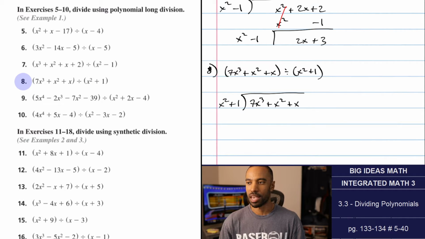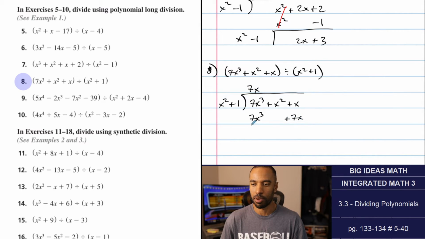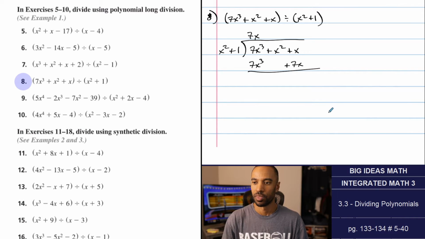X squared goes into x cubed x times, right? 1 times 7 is 7. X squared times x is x cubed. So we multiply that result. We get x cubed, as we should. 1 times 7x is 7x. Let's write it over here, as it will combine with our x term. Okay. Get a cancellation here. We bring x squared down, and x minus 7x is negative 6x.